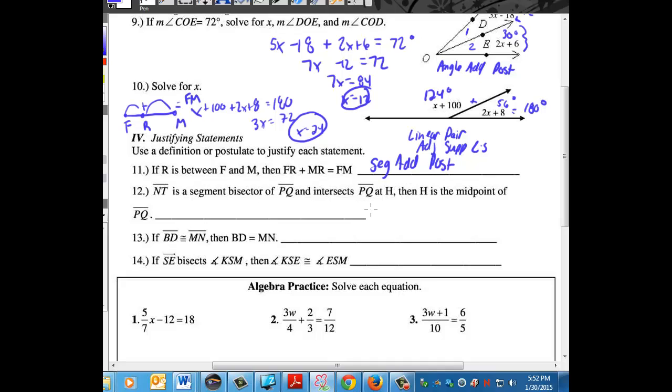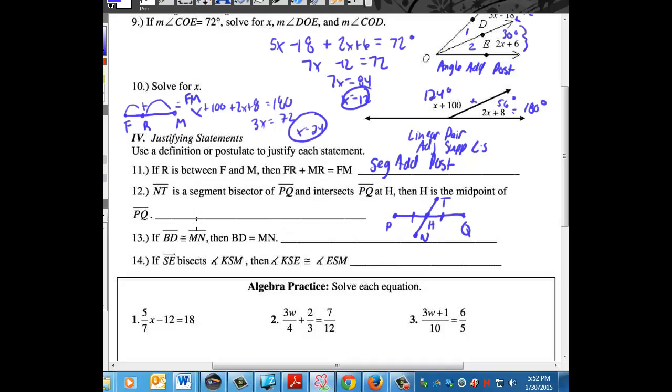Next, NT is a segment bisector of PQ. So first, draw PQ, because this is the segment that gets bisected. Then it gets bisected by NT. Let's make NT go diagonal. There's N and there's T. And we still have this point in the middle called H. H becomes our midpoint, so these two lengths are the same, and therefore H is the midpoint of PQ.